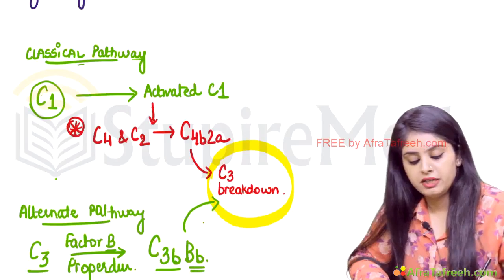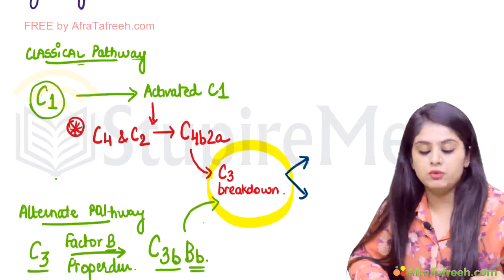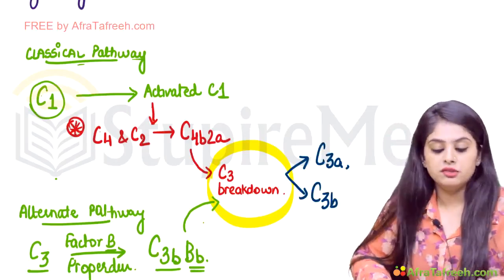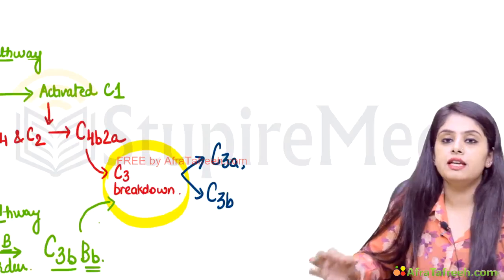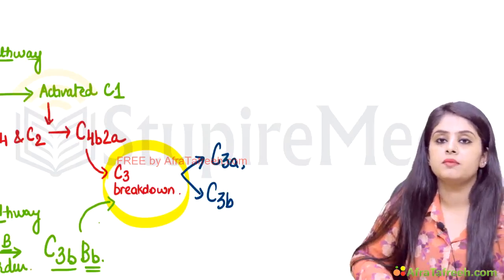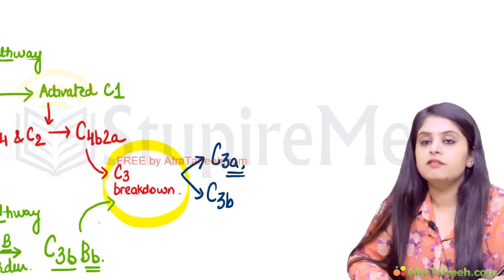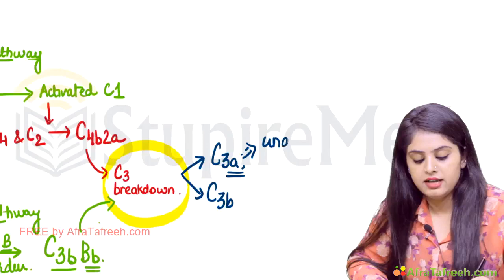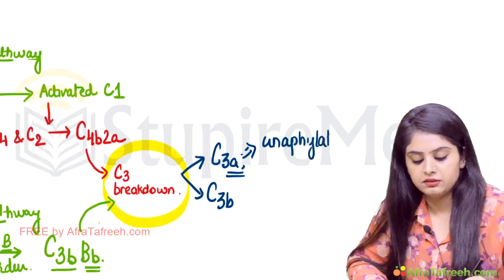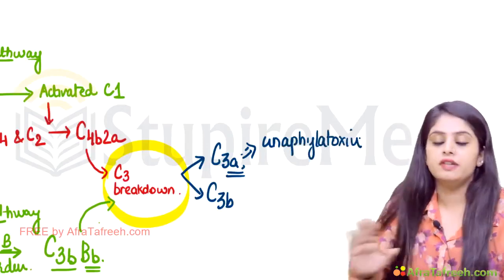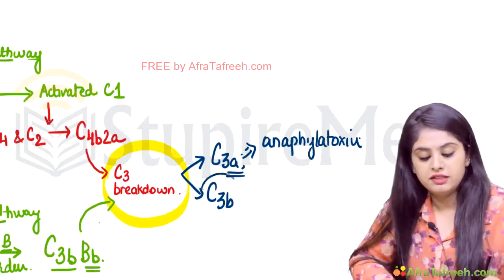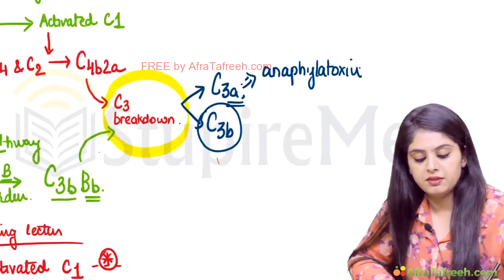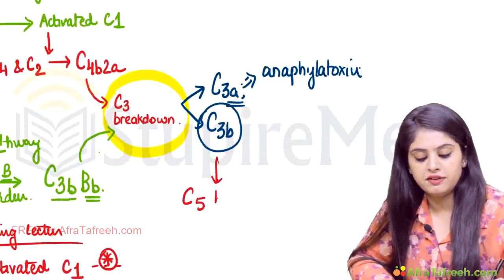Okay, now this C3 breakdown, we know that all the complement proteins can be broken down into A and B. So the C3 breakdown will occur into C3a and C3b. C3a, A for away, A for anaphylotoxin. C3a goes away, it acts like an anaphylotoxin. C3b, along with all the complexes that have been formed, the next step that we are going to go towards is C5 breakdown.